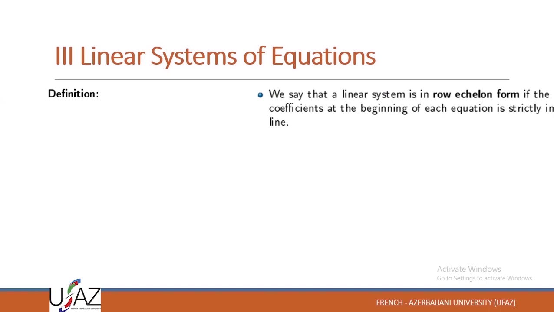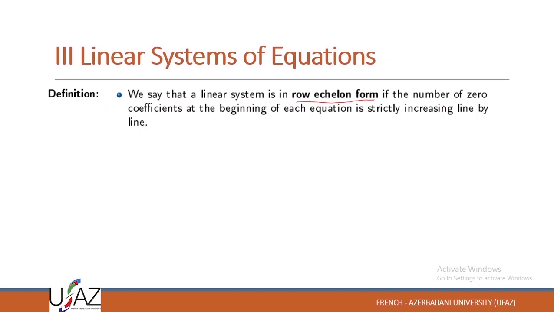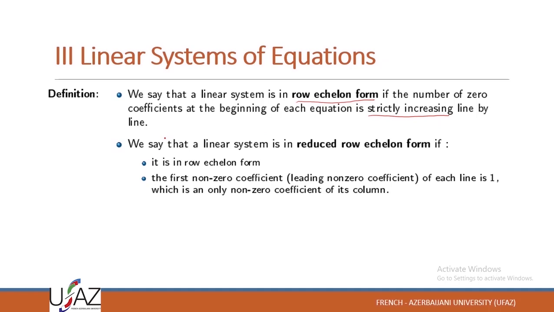We say that a linear system is in row echelon form if the number of zero coefficients at the beginning of each equation is strictly increasing line by line. We say that a linear system is in reduced row echelon form if it's in row echelon form, the first non-zero coefficient or leading non-zero coefficient of each line is 1, which is the only non-zero coefficient of its column. That is, all elements of the column except 1 are zeros.